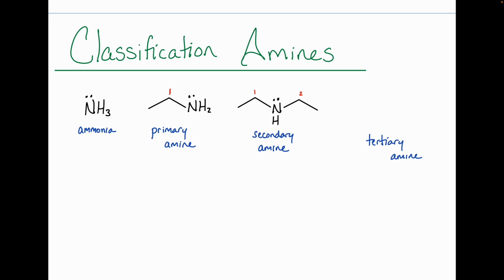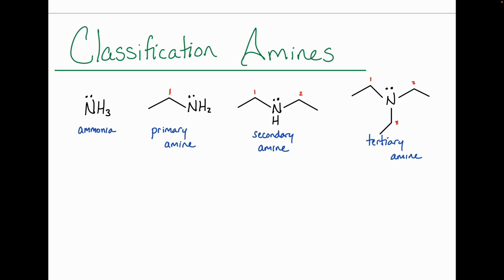Okay, so how many carbons should that nitrogen be bound to? 3. All right, and notice each time I'm taking off one of those hydrogens and replacing it with a carbon. So whereas ammonia has 3 hydrogens, a primary amine only has 2 hydrogens, a secondary amine has 1 hydrogen, and a tertiary amine doesn't have any because they're all replaced with carbons.